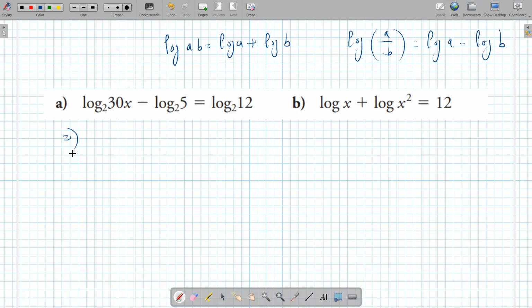So the goal is to combine them. The goal is to go from this side to this side, to combine them into one big log, so we can cancel out the logs on the left and the right. Look at part A. How do we combine them? It's one of the two formulas up there. You divide them. So what does it become?